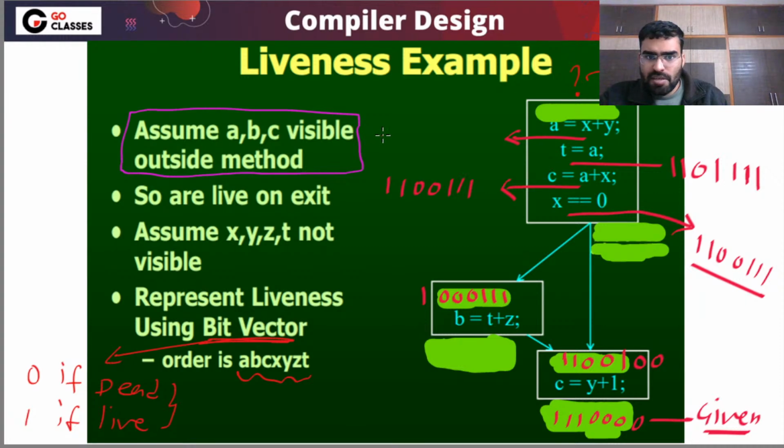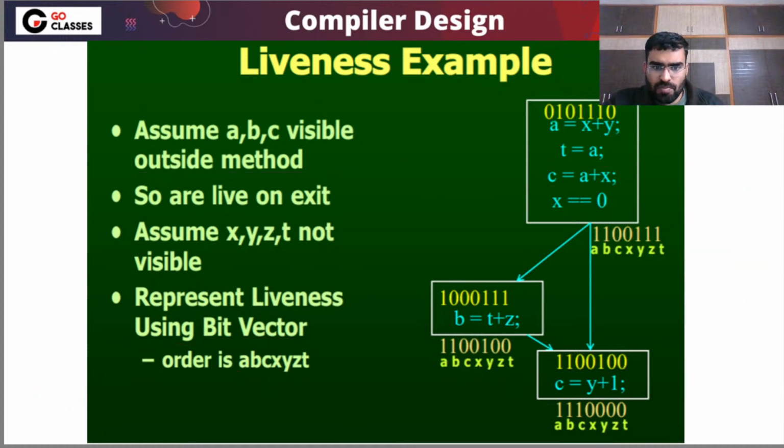So here the bit vector is basically t is gone. So this t you have to remove. Everything else is the same. And finally, what is the bit vector here? So here a is 0, because you are defining a, so that is gone. And you can notice y, x, y. So everything else is the same. So 0 and then 1 0 1 1 1 0. So this is the final answer.